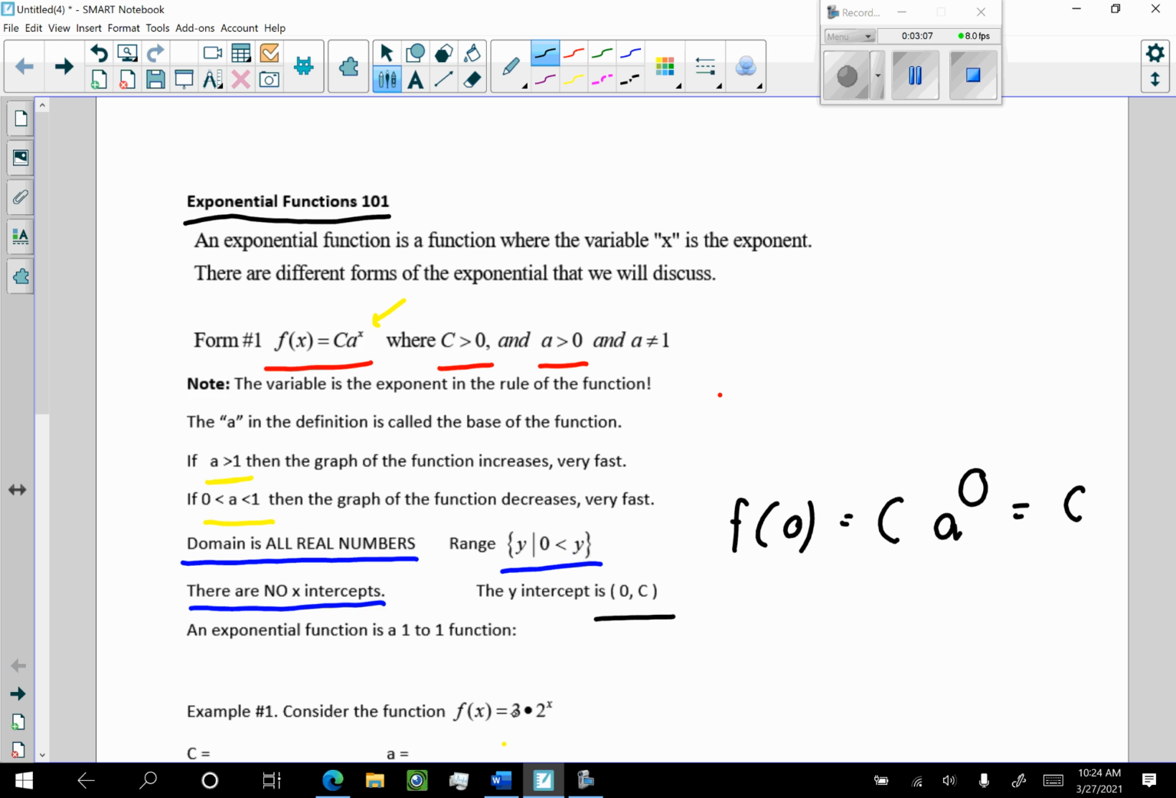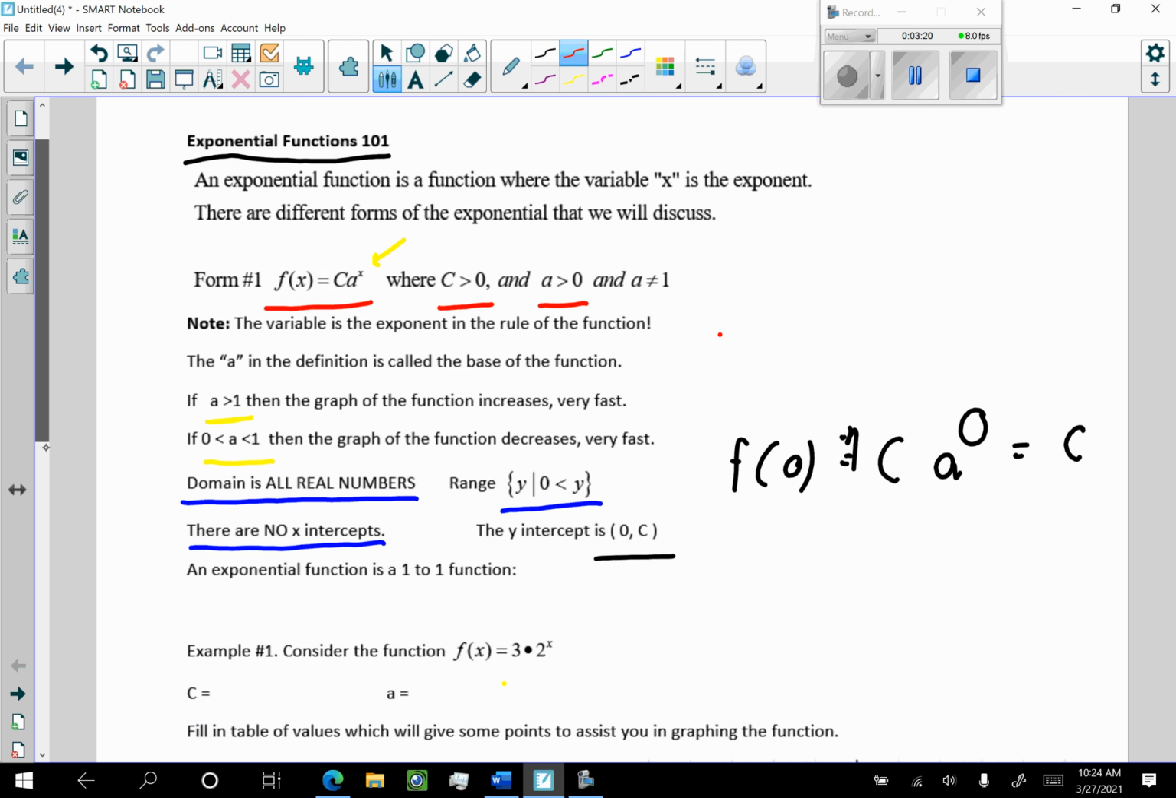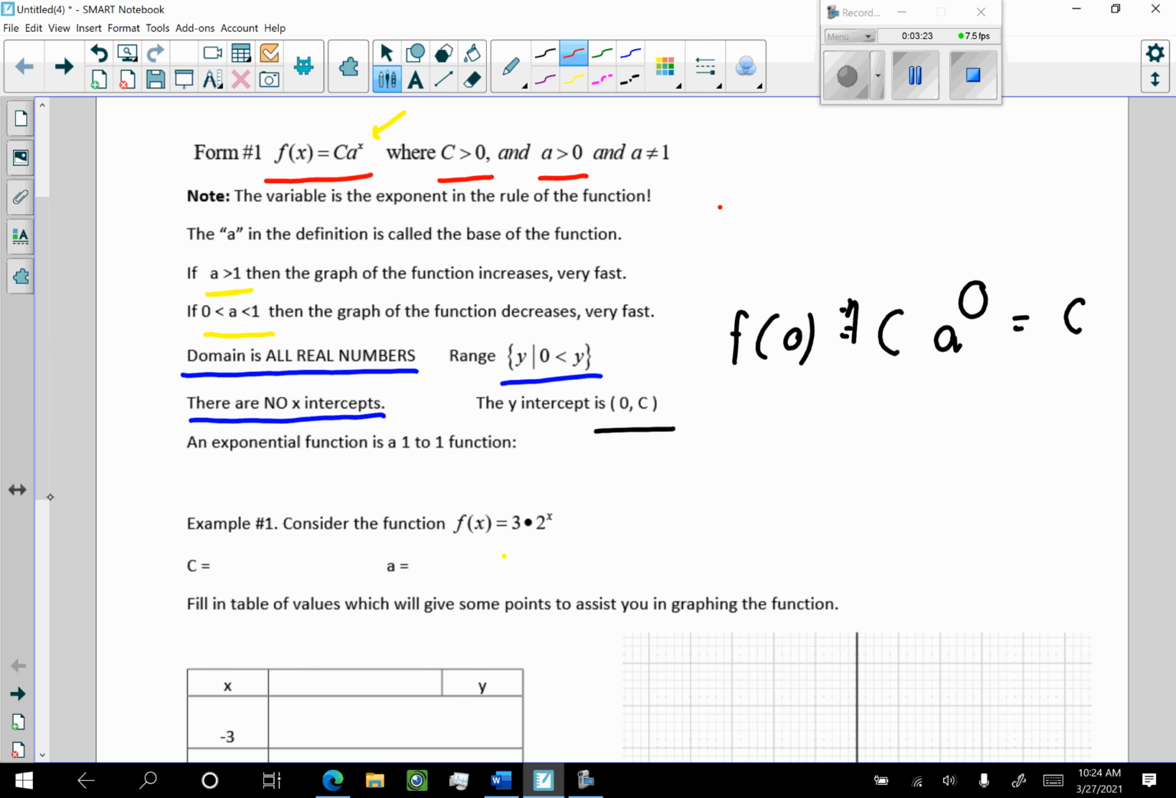It's going to be important to note in the next lesson that exponential functions are one-to-one functions. We may or may not have talked about one-to-one functions, but we will a lot next year. So let's just jump into our first example of exponential functions and how to graph them. Okay, so our first function is going to be 3 times 2 to the x. Here, the c is 3, and the a is 2.